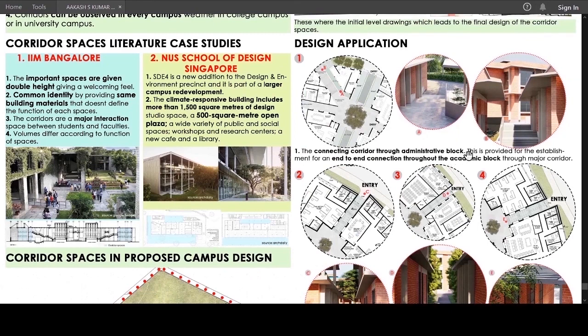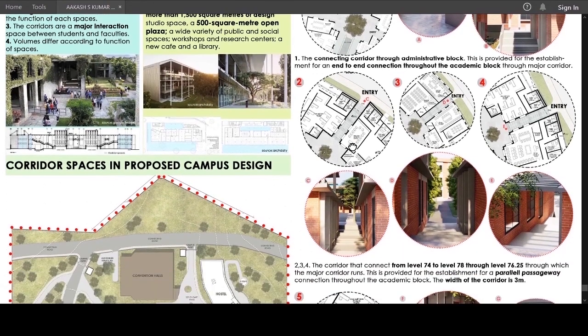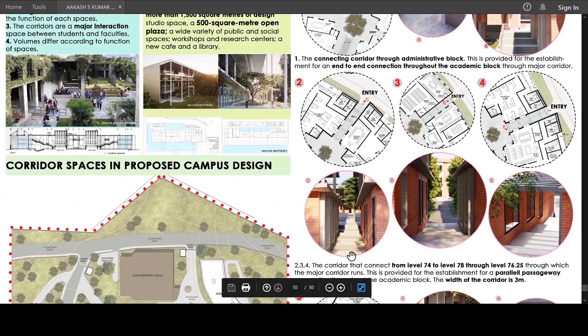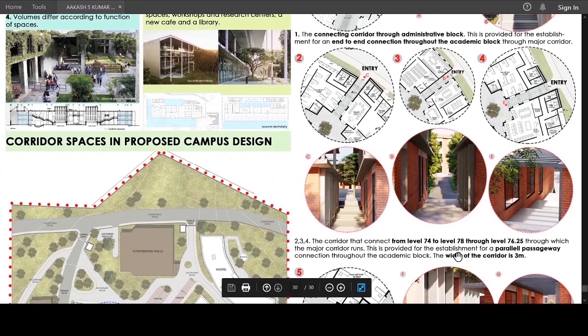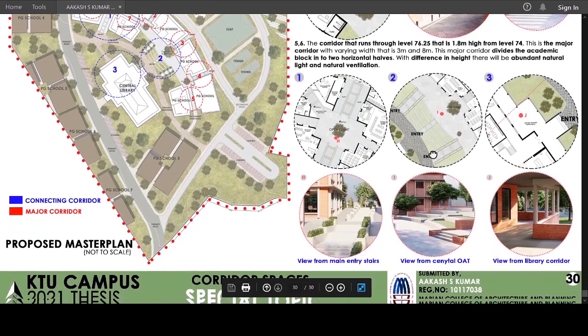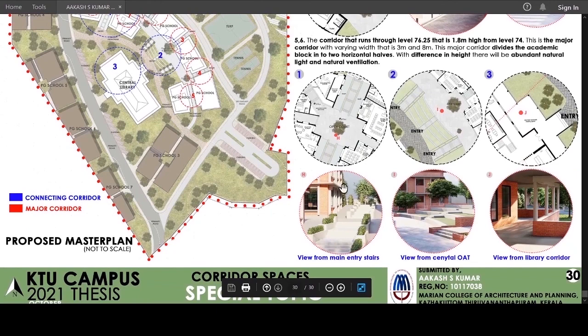The connecting corridor through administrative block. This is provided for the establishment of an end-to-end connection throughout the academic block through major corridor. These are the two images of the connecting corridors, and these 2, 3, and 4 are the corridors that connect from level 74 to level 78 through 76.25, through which the major corridor runs. This is provided for the establishment of a parallel passageway connection throughout the academic. So these are the views from the main entry stairs and from the central OAT and the view from the library corridor.